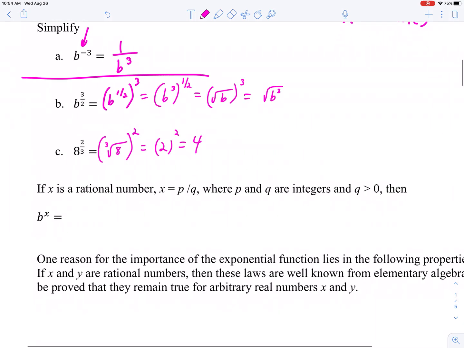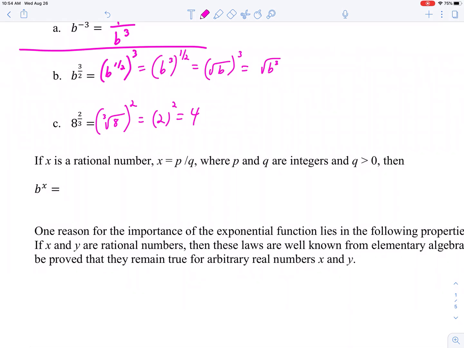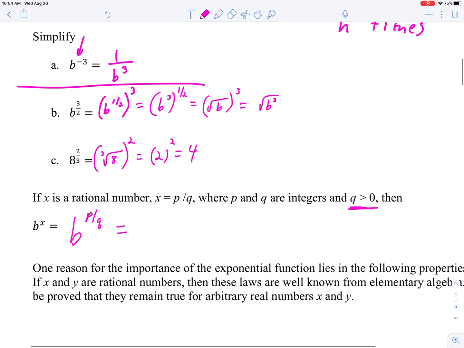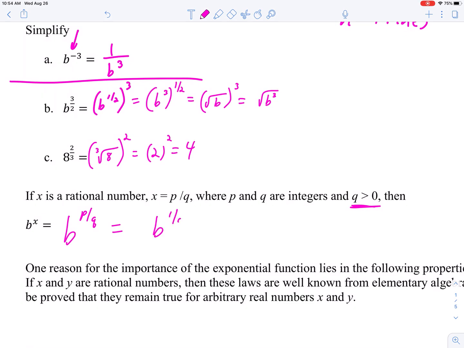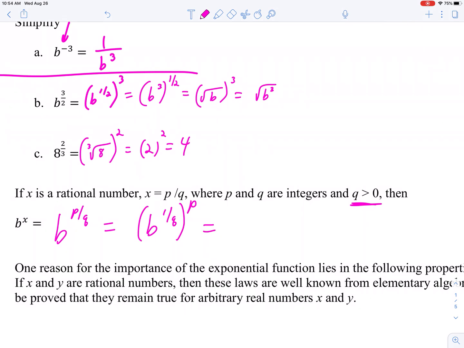Let's see. So if x is a rational number, x is p over q, where p and q are integers, and of course q has to be greater than 0. We cannot have a 0 in the denominator here. So then b to the x would be b to the p over q power, which, just as I illustrated above, we could rewrite as b to the 1 over q to the p power, or b to the p power to the 1 over q power. Either way, these are all equivalent statements.